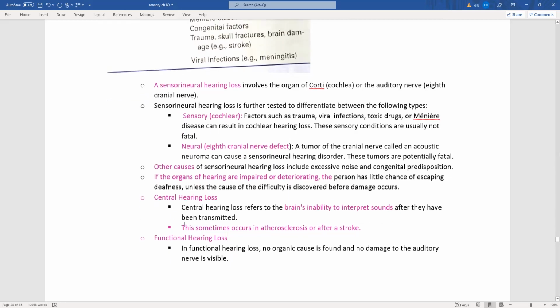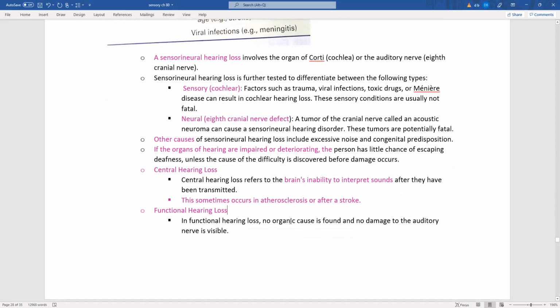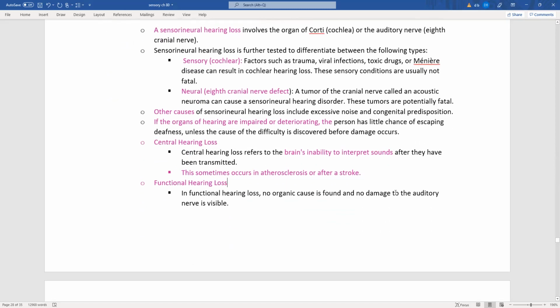Functional hearing loss. Now, that was central. In functional hearing loss, no organic cause is found and no damage to the auditory nerve is visible. So no organic cause is found, no damage to the auditory nerve is visible in functional hearing loss.